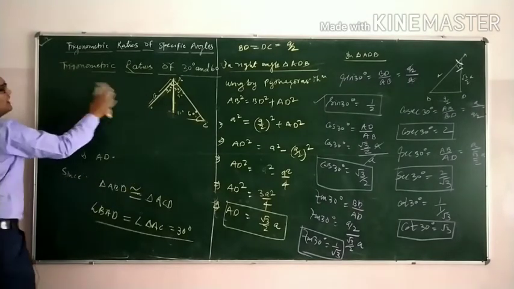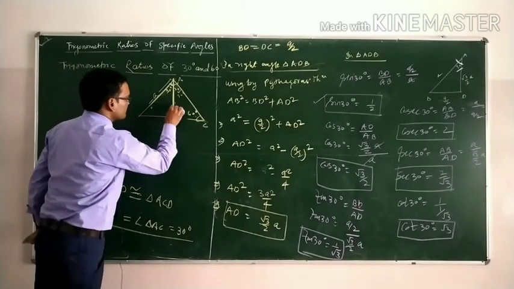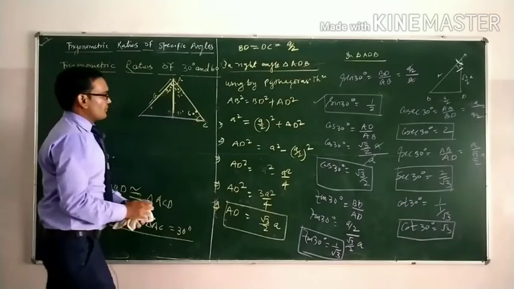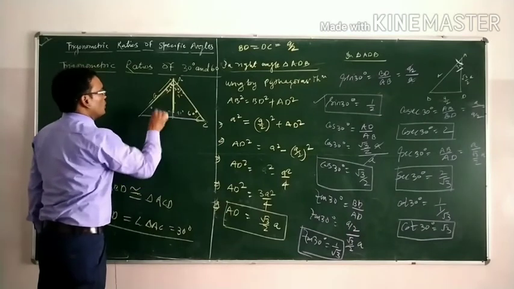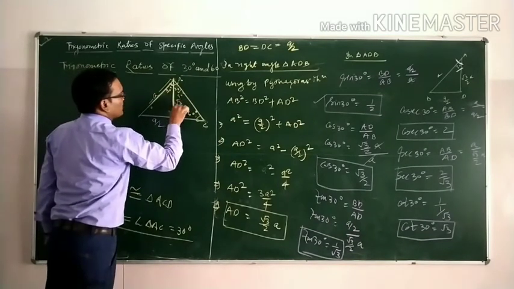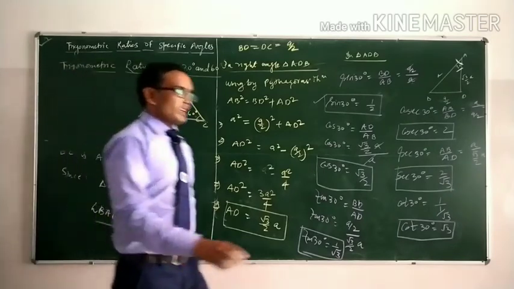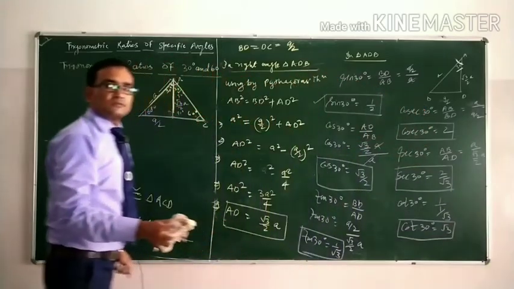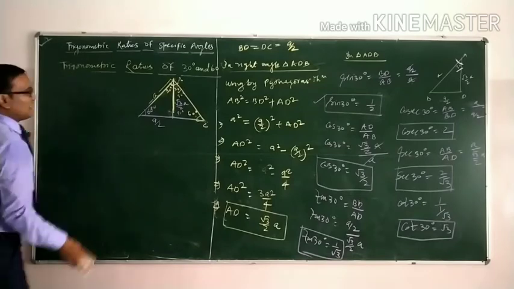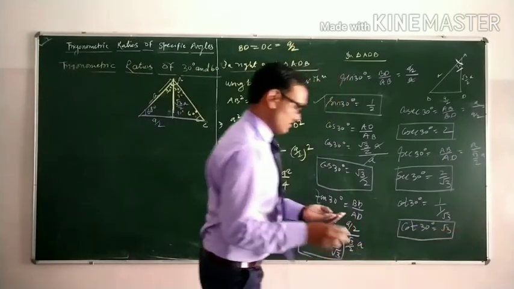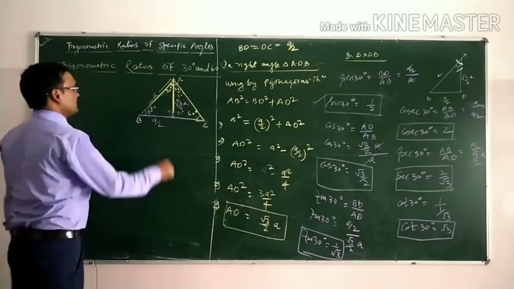Okay students, again we find the value of sin theta, cos theta, tan theta, cosec theta, sec theta and cot theta for 60 degree. Your figure is the same: A by 2, A, square root 3 by 2A. Okay. Only we take angle B. Angle B is 60 degree.